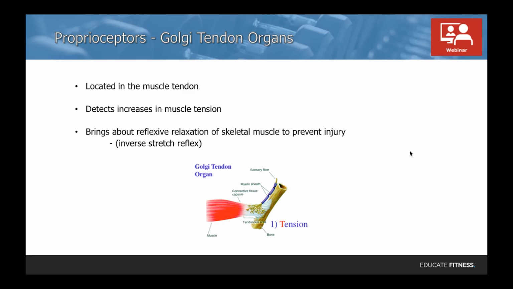You grab it, you get into position, you're trying to lift it, you've got so much tension going all over your body. All your Golgi tendon organs have detected all of this increase in muscle tension, but you're just simply not going to be able to lift it up. It's going to bring a reflexive reaction to your muscles in order to prevent injury. So that's one way to look at Golgi tendon organs.